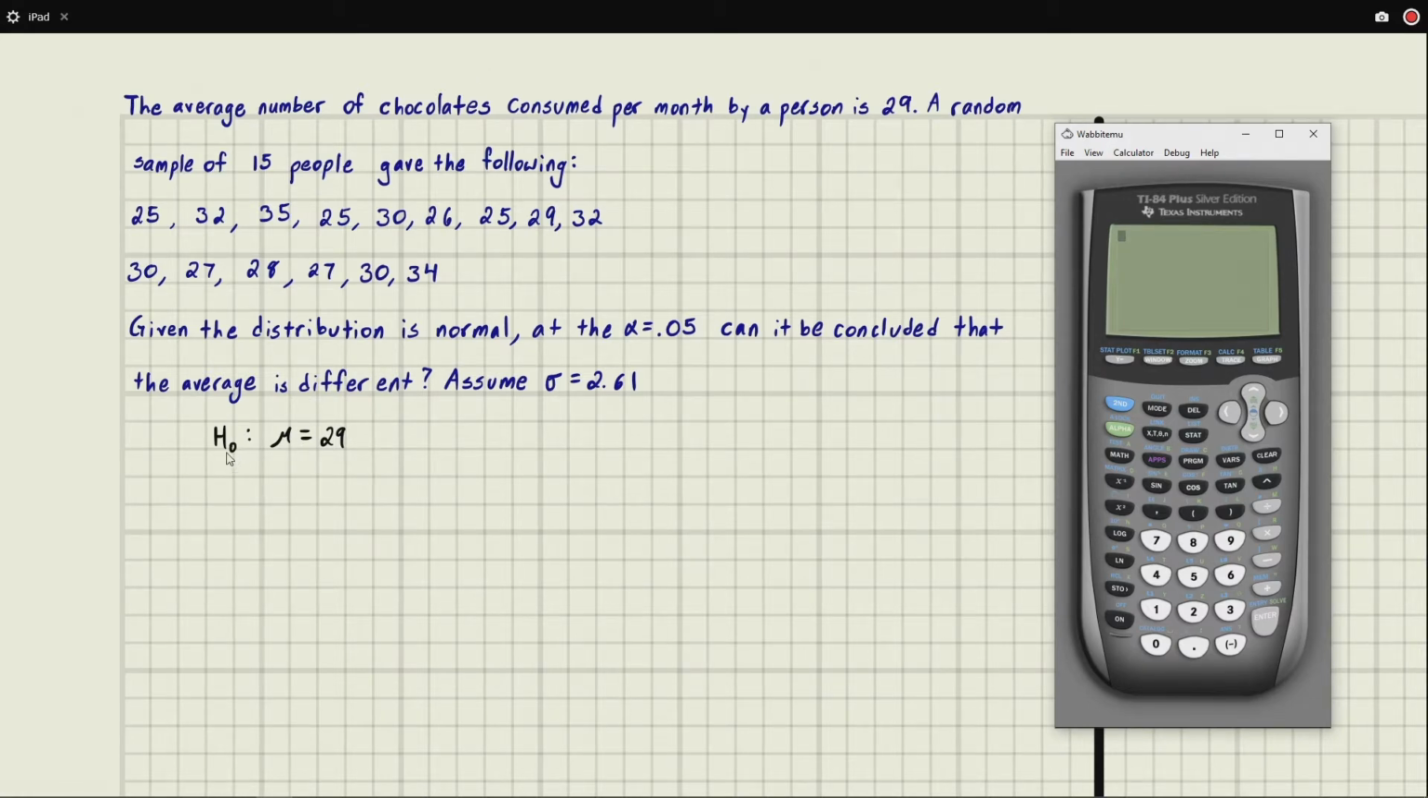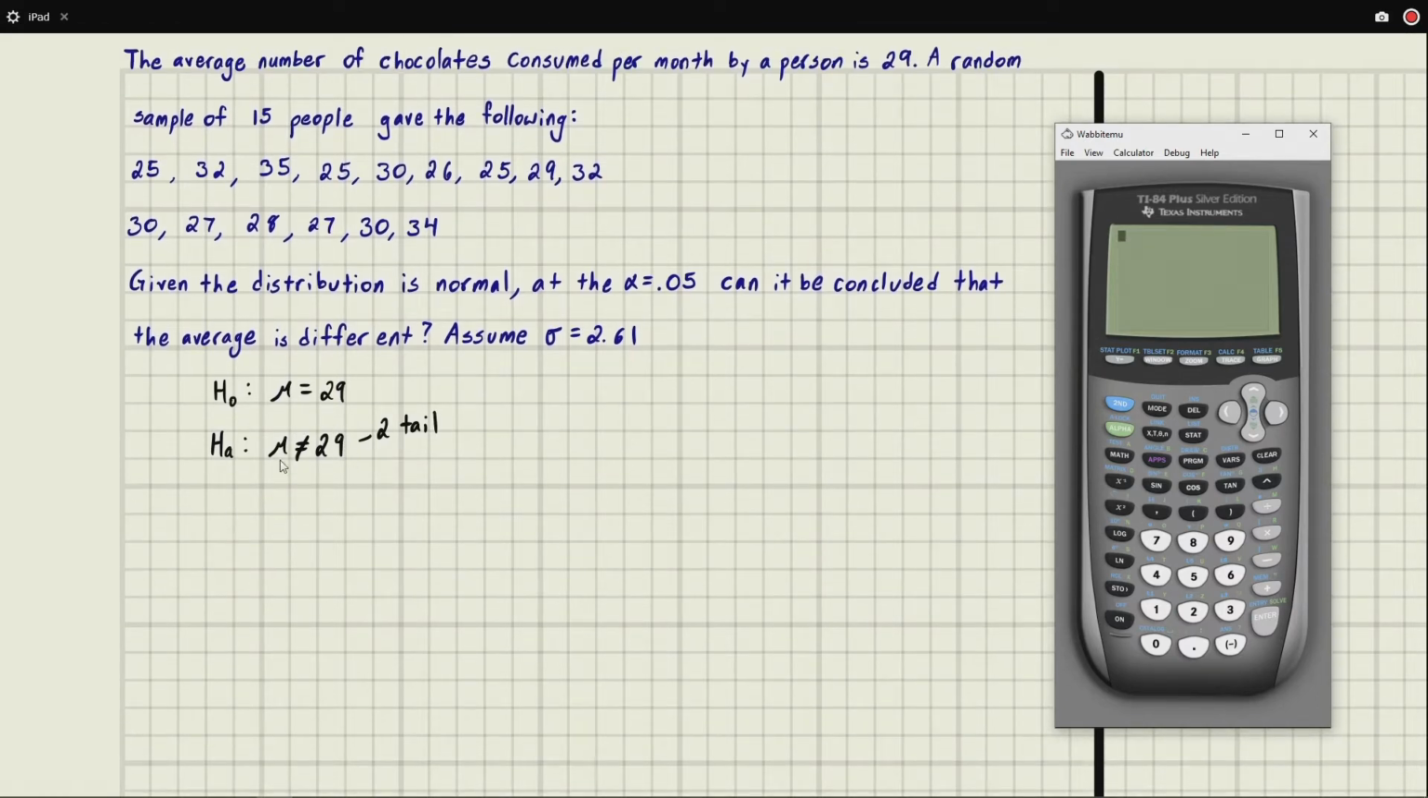Now, the alternative, HA, some people call it H1, whatever your instructor uses, is that the mean, right? If we come down here, we want to see, can it be concluded that the average is different? So we're just saying that it's not 29. It's something else. So we say, nope, not 29. This tells us that it's a two-tail test because it's got a not equals to. That lets you know it's two-tail, and we should identify the claim. So the claim is what we're trying to conclude, and it says right here, can it be concluded the average is different? That means the alternative is also the claim. Good to point this out here.